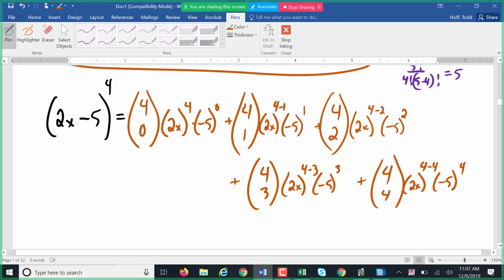So as we expand each of these out, here, of course, 4 choose 0 is going to be 1. 2x to the fourth. Well, 2 to the fourth is 16. X to the fourth is x to the fourth. Negative 5 to the 0, anything to the power of 0 is 1. So that comes out to just be 16 x to the fourth.